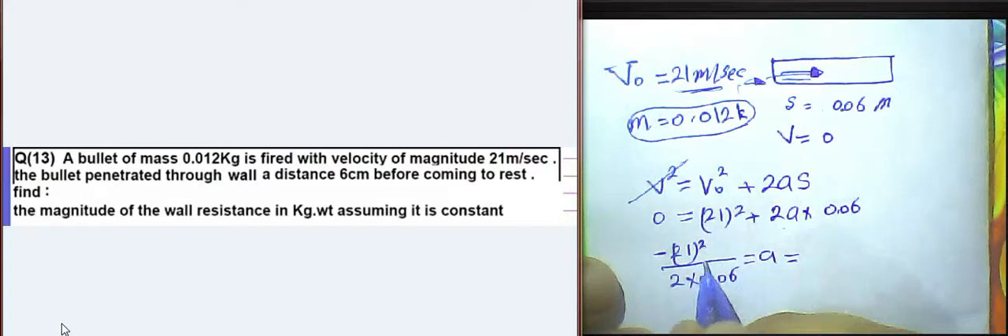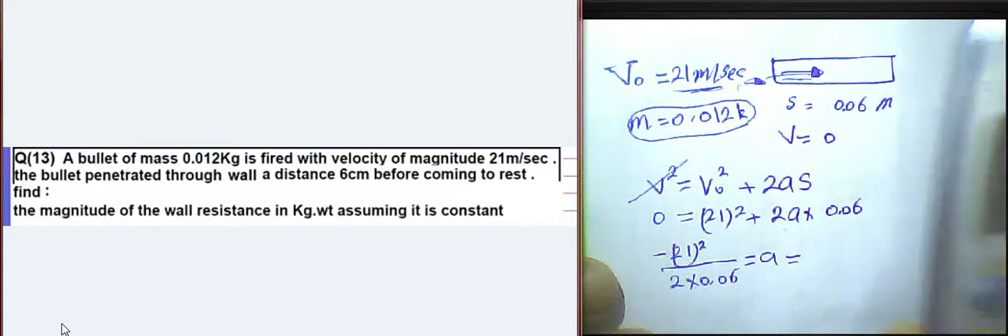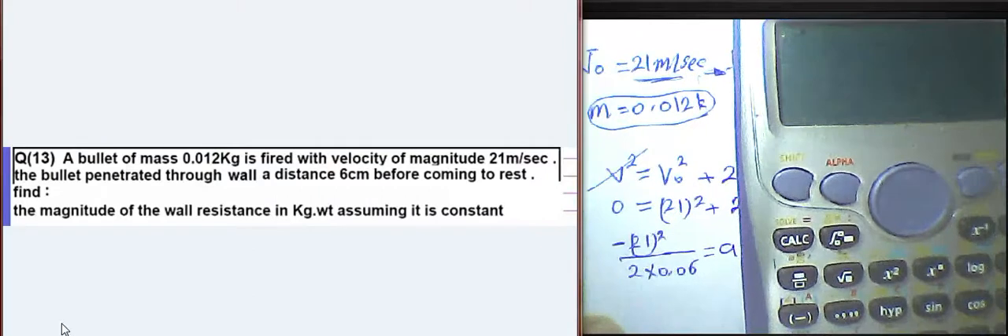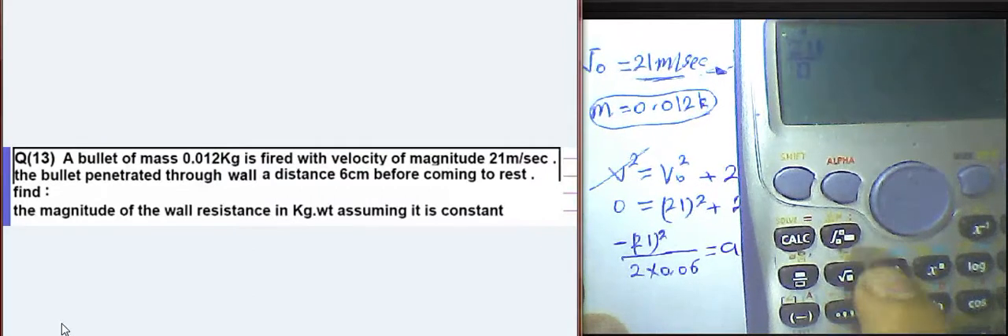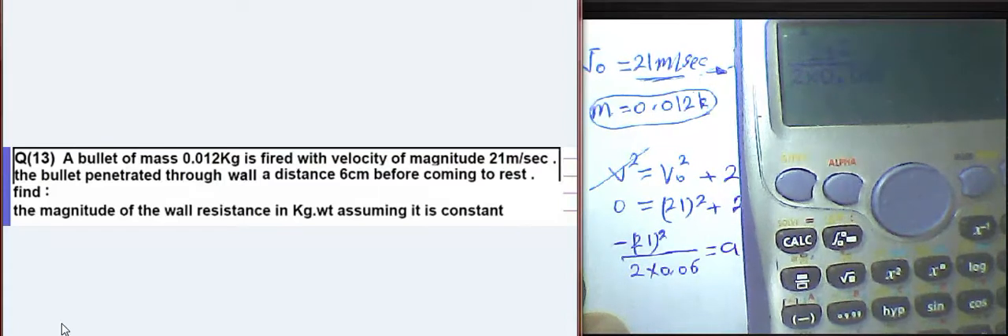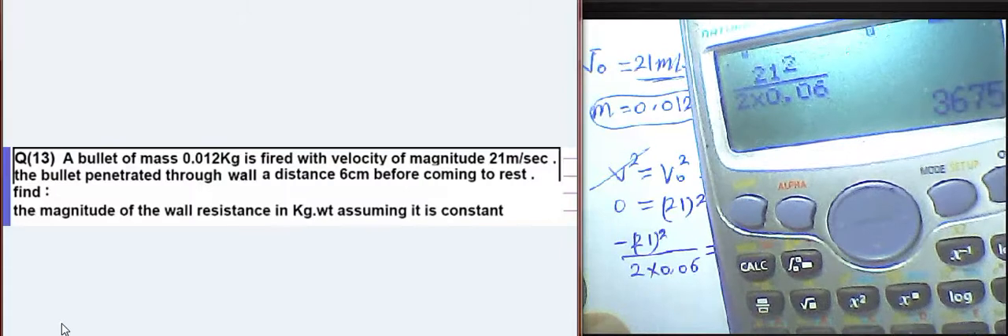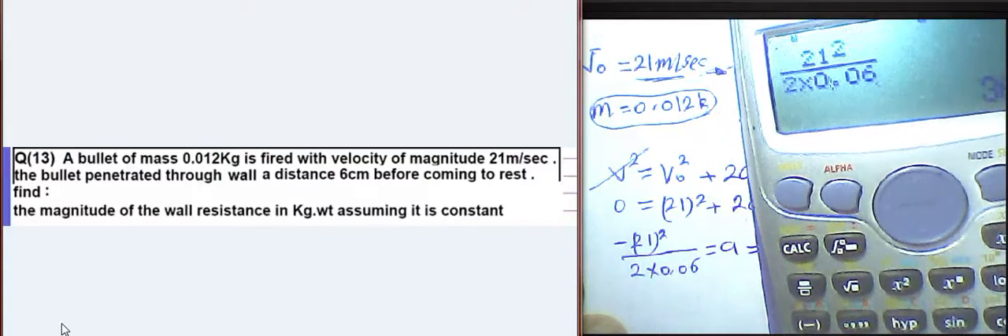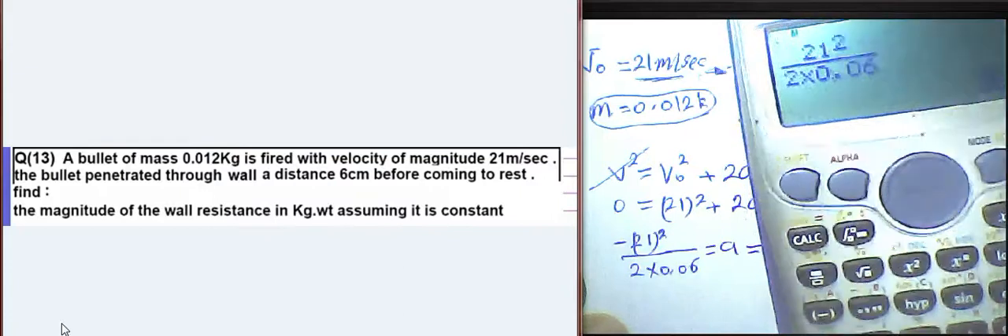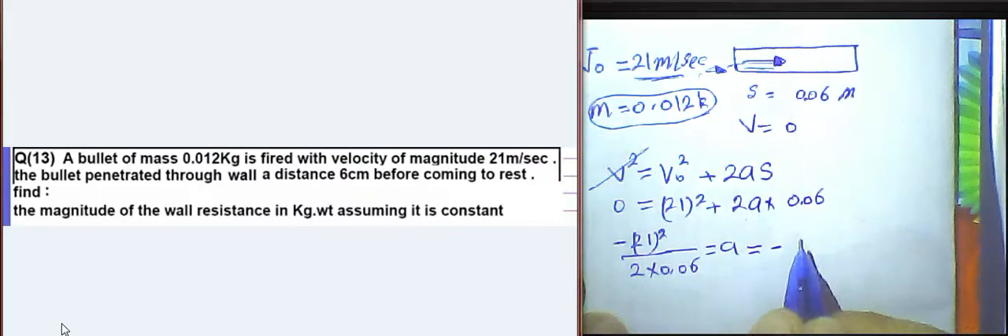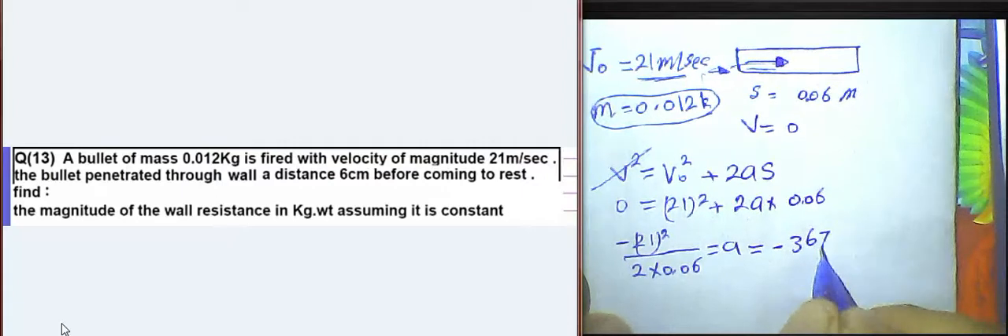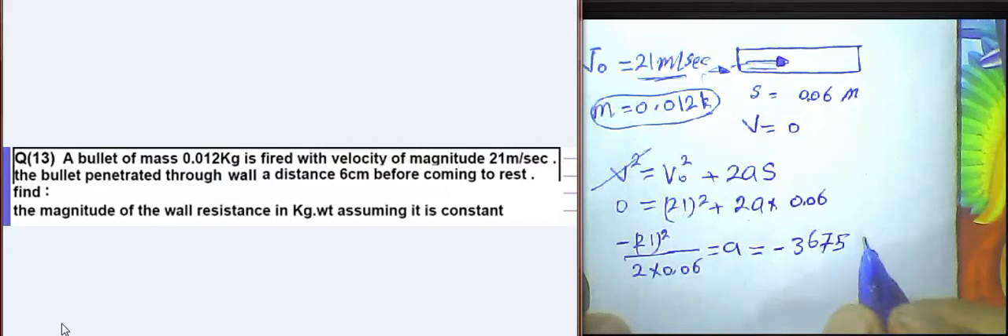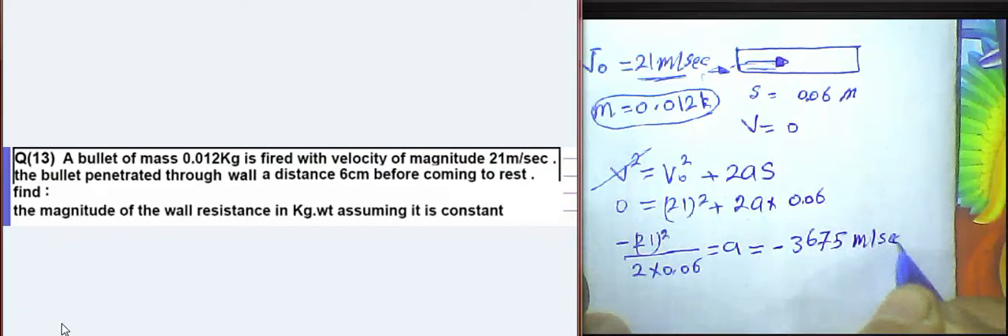Okay, so you can find the result by using a calculator. We can write here 21 squared over 2 multiplied by 0.06, and the result will be negative 3675. The acceleration will be negative 3675, and the units will be meter per square second.